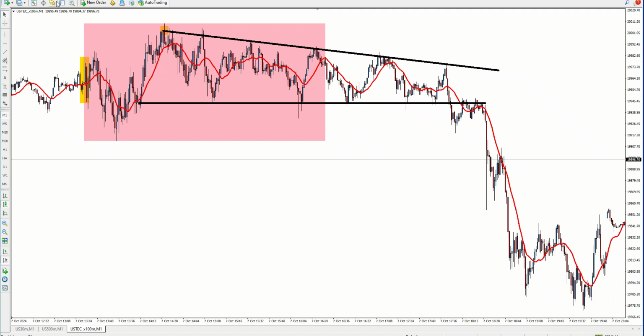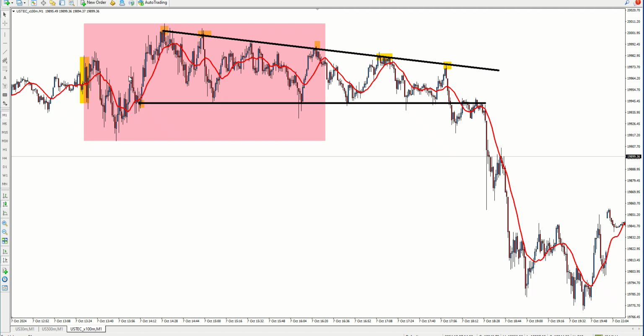So guys, this is important. As you can see, it's not about how perfect the touch is. It's not about which candle touches. It's just about where you have multiple touches. You can see we have multiple touches.